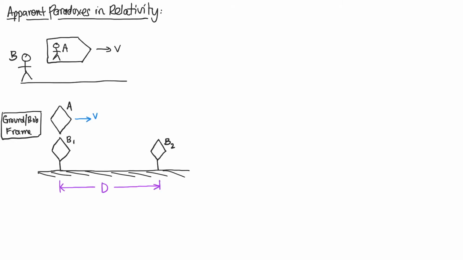So let's set the problem then. We have Bob at rest on the ground, and Bob is allowed to put as many clocks down as he wants. For now, we just need to have two of them. We'll have B1 and B2, Bob's two clocks, and then Alice in her rocket is flying to the right. And rather than drawing the rocket every time, I'm just going to draw the clock as a moving clock, okay?